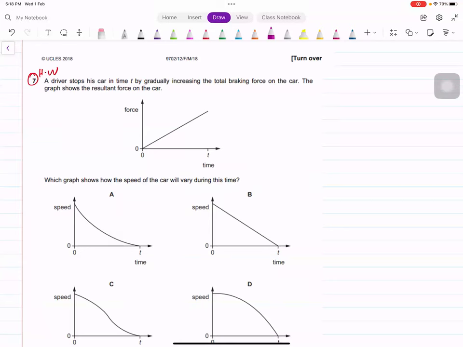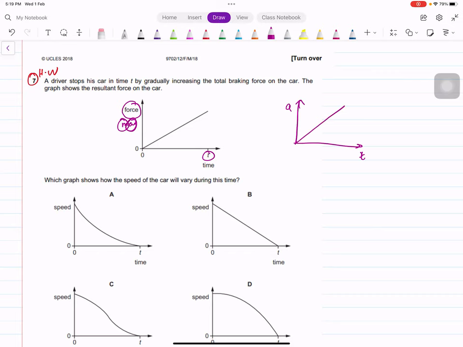It says the driver stops his car in time T by gradually increasing the total braking force on the car. The graph shows this. So if you look at this graph, this is between force and time. That's the resultant force. Resultant force is equal to ma. So mass of the car is constant, but can we say acceleration is changing, which means this graph is essentially with respect to acceleration and time.